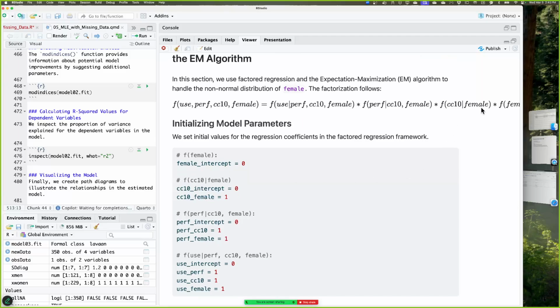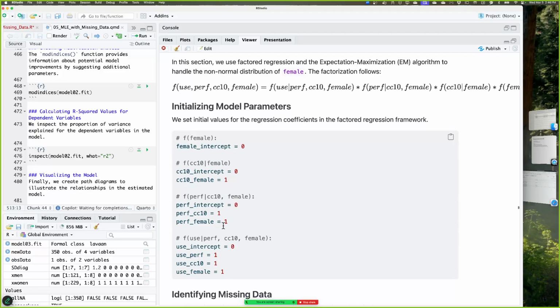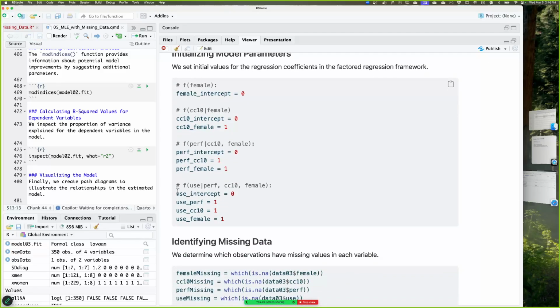Now let's look at the model for CC10 given female. That's a simple linear regression where CC10 is predicted by an intercept and female. I have values for both of those regression coefficients. Similarly, the prediction of performance given CC10 and female. Now, these are all main effects. There's no interactions. I have a 0 for the intercept, 1 for CC10, and 1 for female. With me so far? Finally, the last model has usefulness predicted by performance, CC10 and female, plus there's an intercept. So those full values are listed there too.